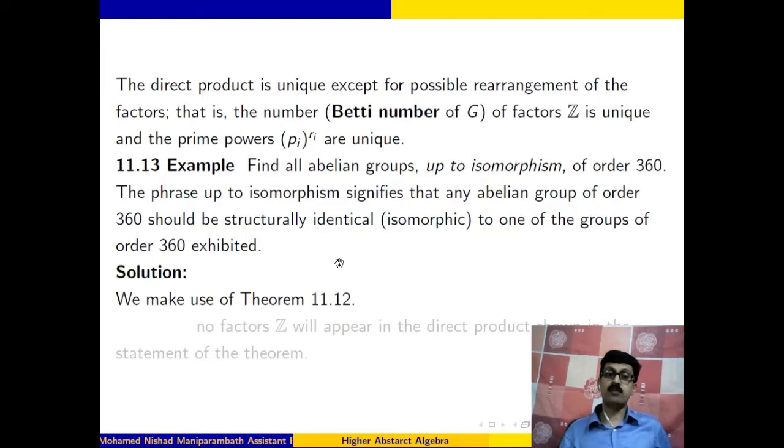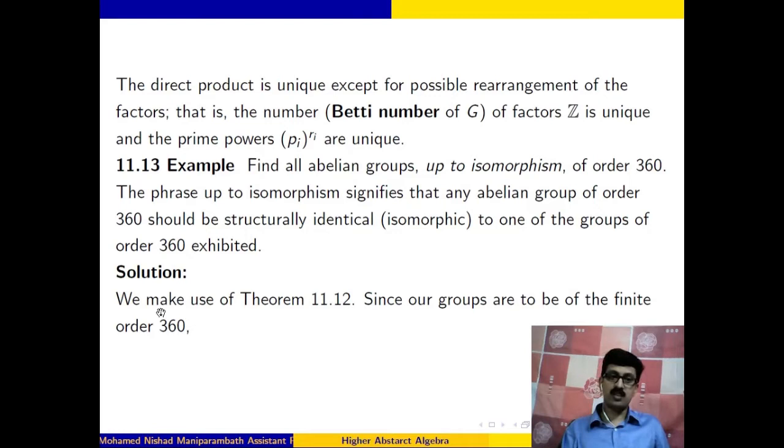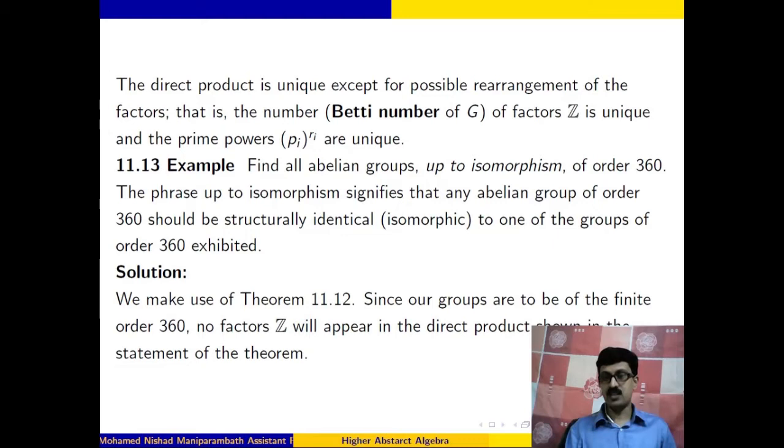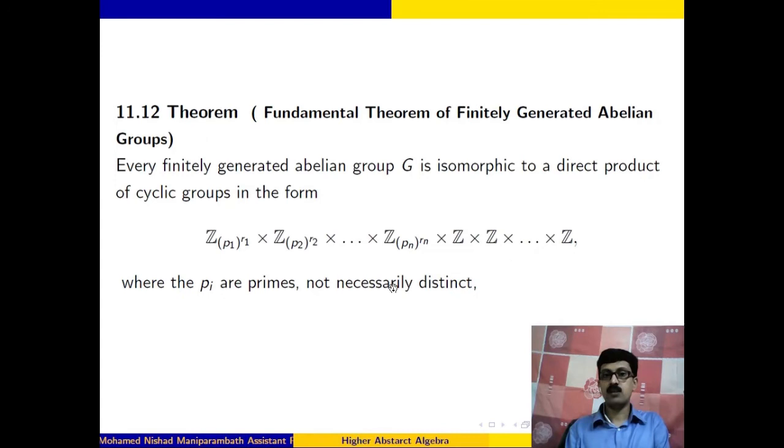Okay, we can move to its solution. As I said earlier, we make use of theorem 11.12, the fundamental theorem of finitely generated abelian groups. Since our group G is finite of order 360, we cut the part Z cross etc. cross Z. So no factors of Z will appear in the direct product. The last part of the fundamental theorem is cut because the group is finite, as shown in the statement of the theorem. We don't want this part, we cut here, this part is enough.